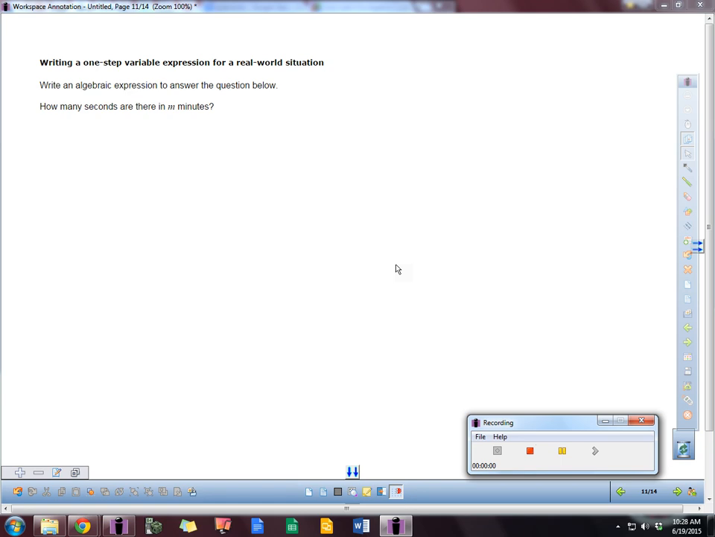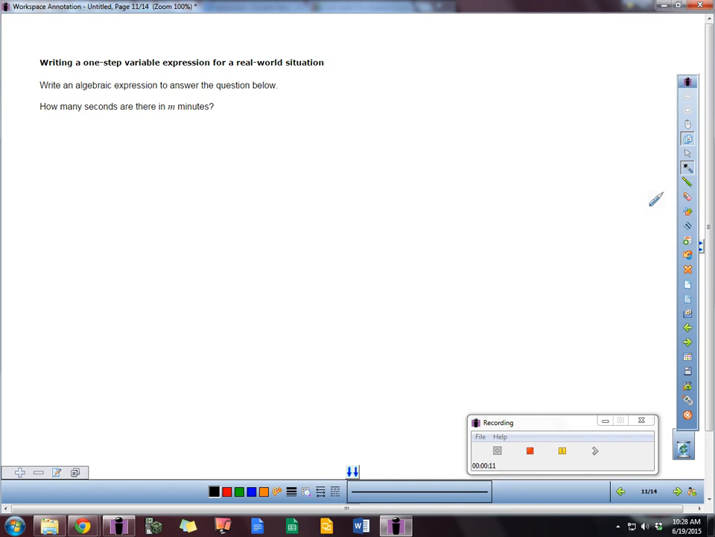The lesson here is, by what's in bold, writing a one-step variable expression for a real-world situation. First off, I want to explore a couple of words in this title. The first word is one step. What that means is we're only going to have one math operation. Maybe we add two things together, maybe we subtract, maybe we multiply, maybe we divide. We're going to figure out what that is based on the problem, but it's only one step. So there's only one operation there.